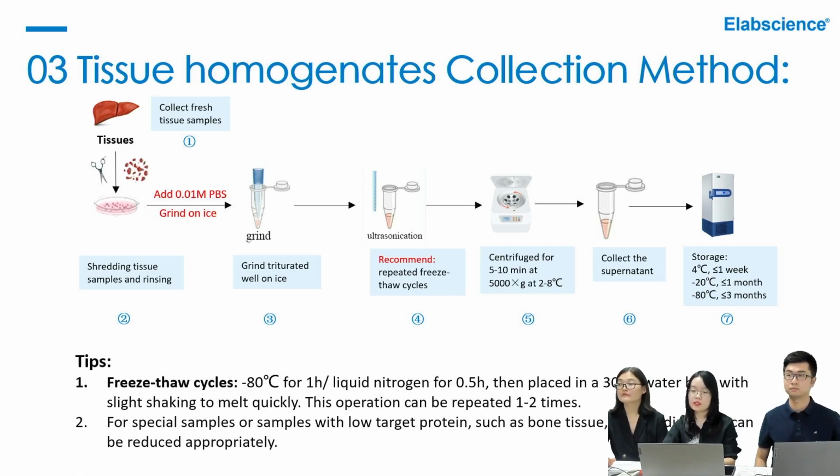The specific operation of this step is to store the homogenate at -80° for 1 hour, or in liquid nitrogen for half an hour, then place it in a 30° water bath with slight shaking to melt quickly. And this operation can be repeated 1 to 2 times to get the cell lysis. And for special samples or samples with lower target protein, the grinding radius can be reduced moderately.